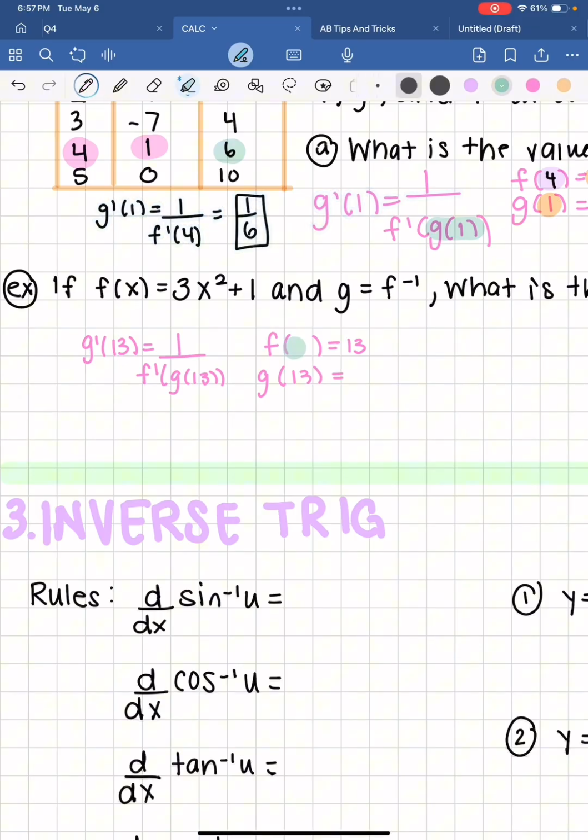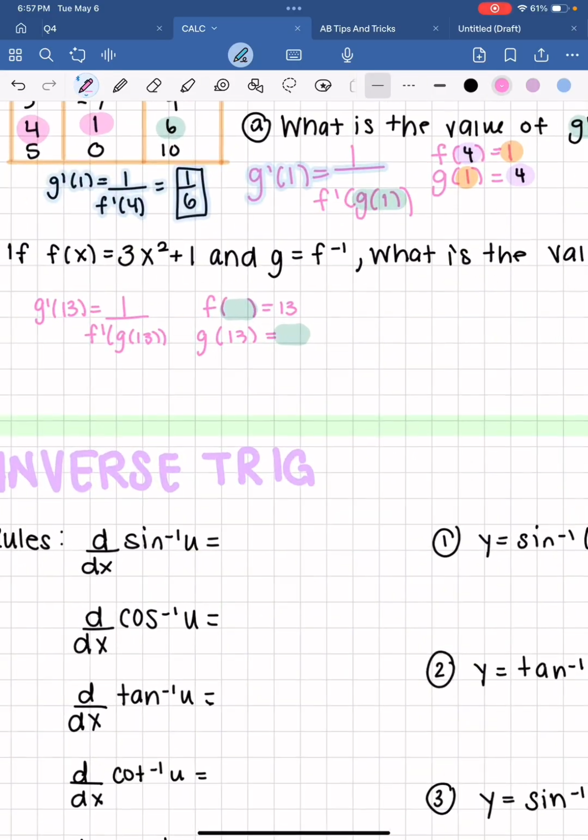Now, a lot of the times you can just look at it and say, oh, it's this. If you can't do it in your head, then you can literally set 3x squared plus 1 equal to 13 and solve. But you can also just say, oh, x has to be 2. So this is going to be 2 here. So now I'm going to replace g of 13 with 2. So we're going to have 1 over f prime of 2.